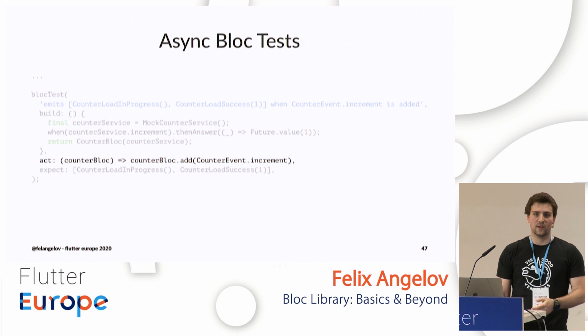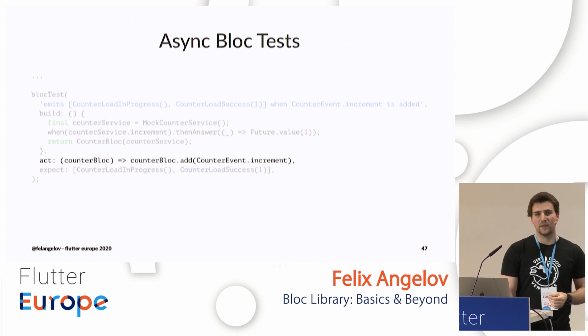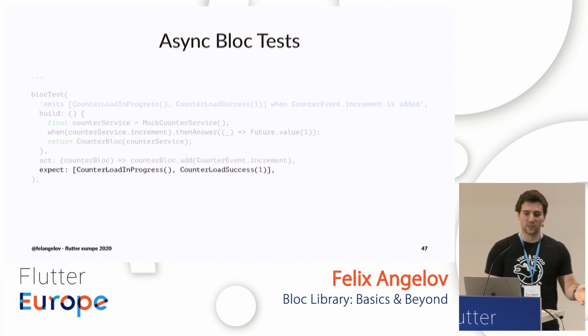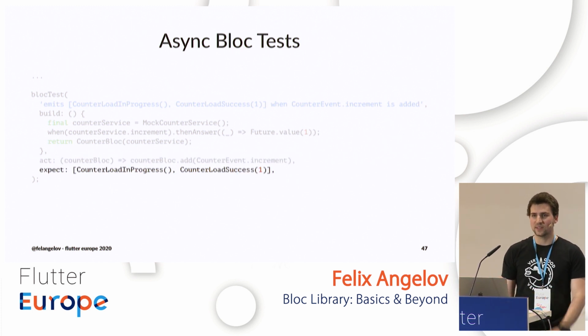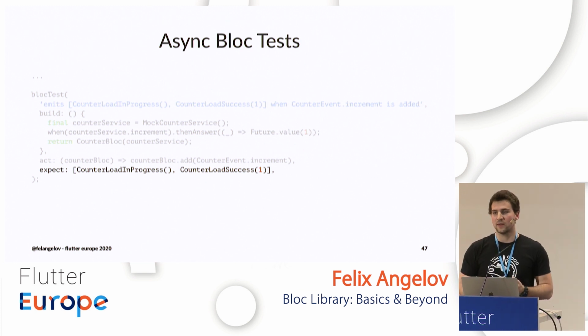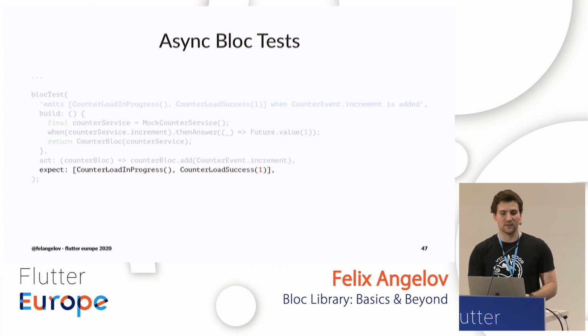And so once we act on it, it'll actually behave the way we expect. So internally, the block will call increment on the counter service, and then we should be able to expect that our load in progress and load success were actually emitted successfully. So all in all, you can see the testing structure doesn't really change that much. You just need to do some mocking of your dependencies before you actually do your act and expect.